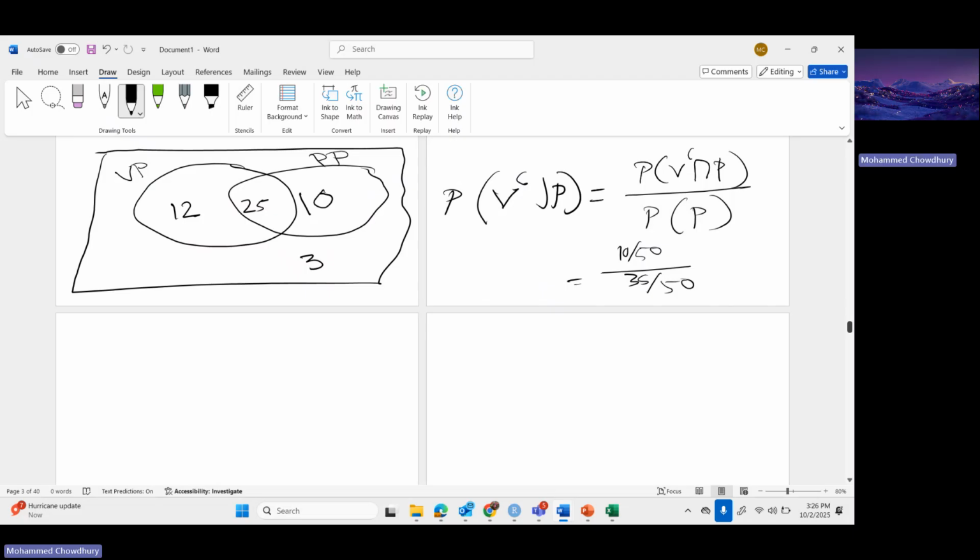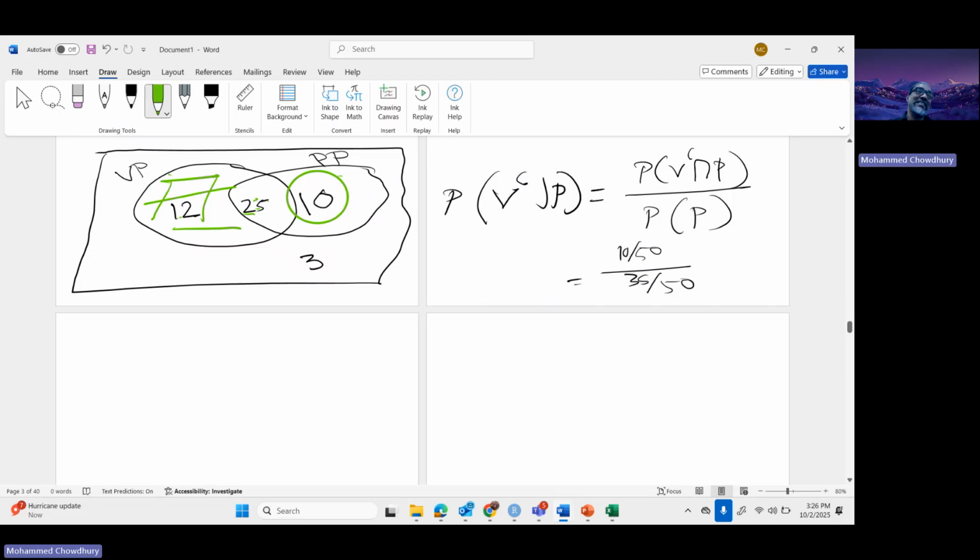Okay, so this is the only pepperoni. You are saying 12, right? These 12, only vegetable. This is only vegetable. Okay, this plus that, this is entire vegetable. Among these vegetable, 25 of them like vegetable as well as pepperoni. This is only pepperoni. This is only pepperoni. This 10.